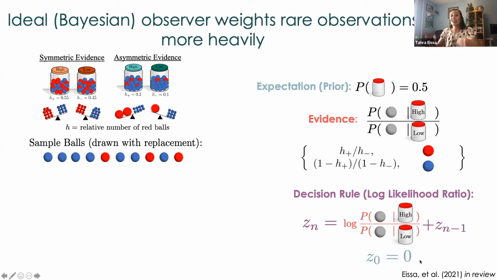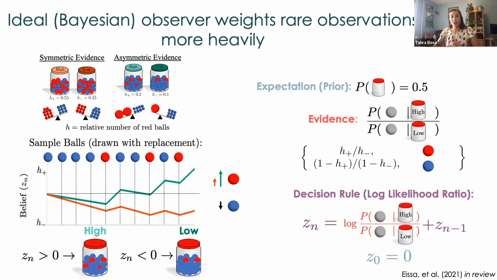So if we just look at what this means mechanistically and go through what all these components actually are doing, let's take, for example, what happens with this sample of balls drawn here. Our observer's belief is going to be based on each of those ball draws. For a blue ball drawn, it's going to be in favor of H minus, right? It's going to be evidence in favor of a lower jar.